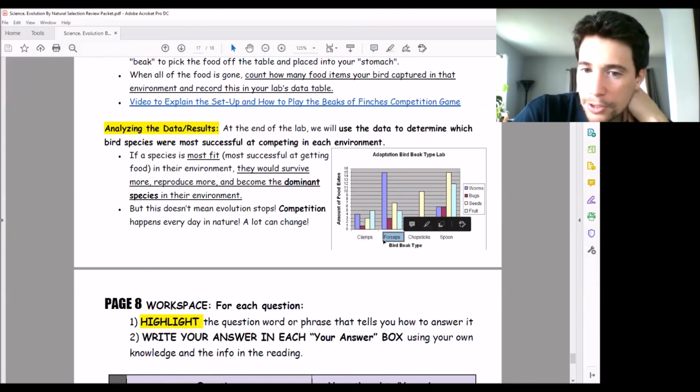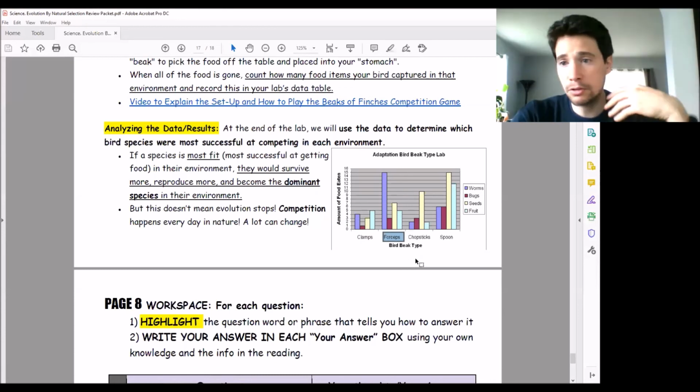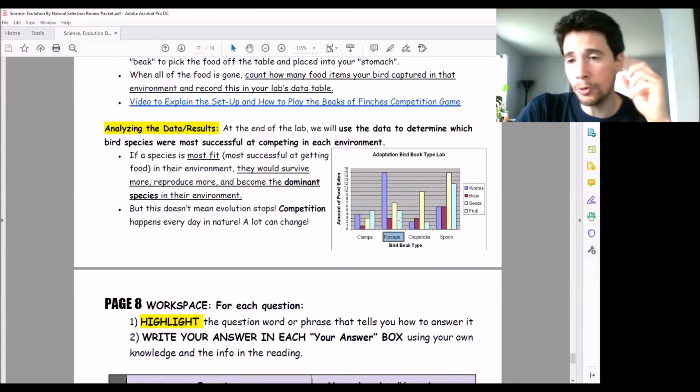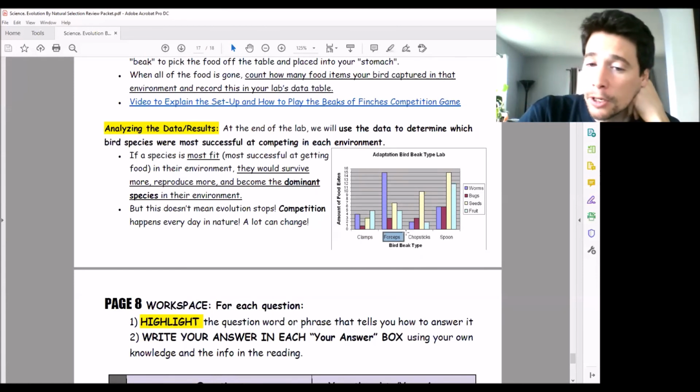Let's check out forceps. Forceps, whoa, look at how many worms those with the forceps got. Remember, forceps are like tweezers. If you don't know what any of these words mean, just do a quick Google search. It'll give you some images, no problem. So forceps, again, are like tweezers, and check out how many worms they got. They got a lot of worms. So we're going to keep that in mind.